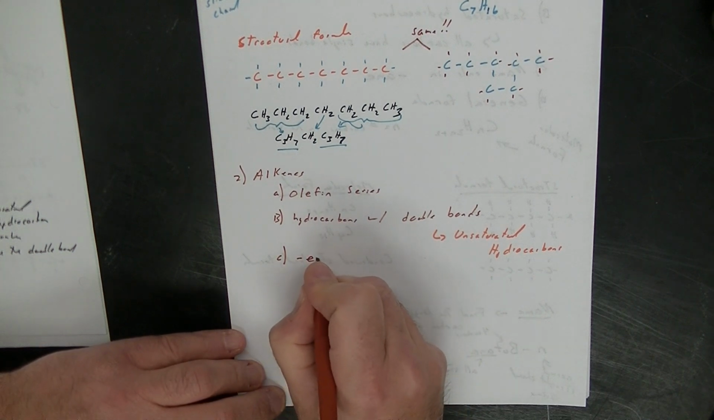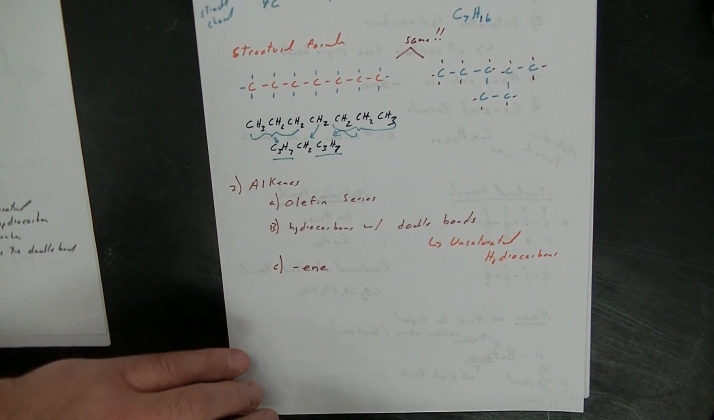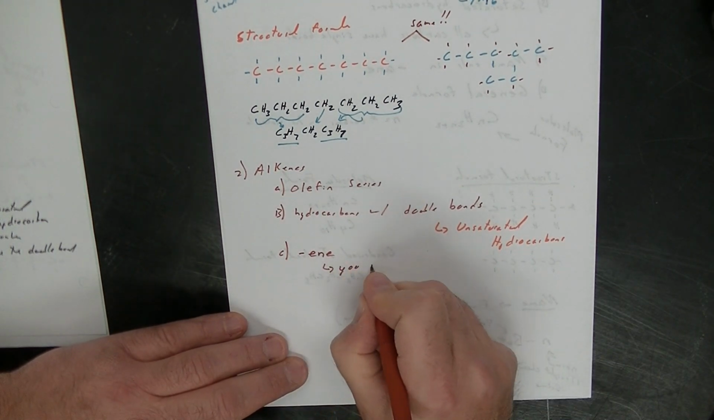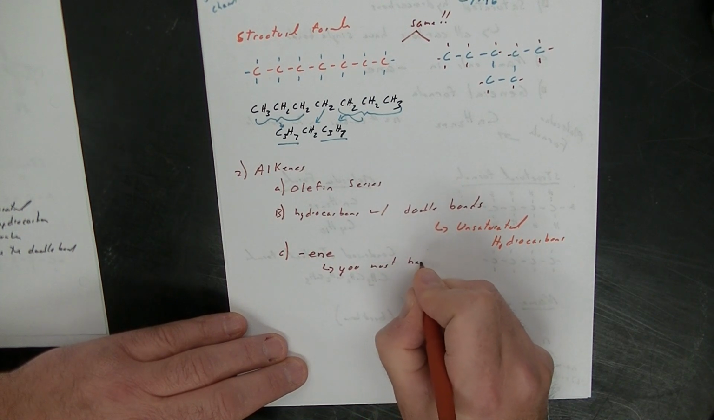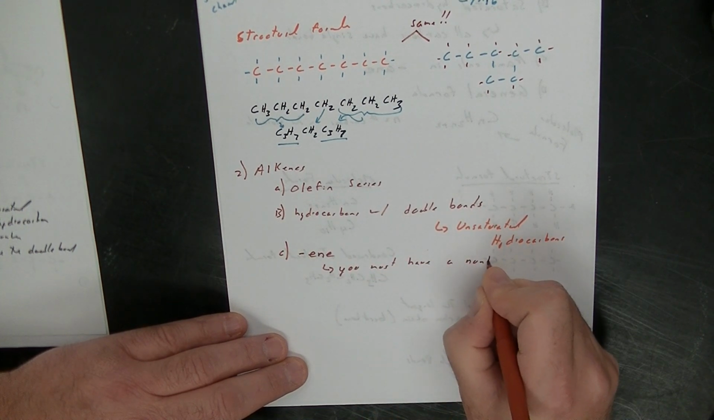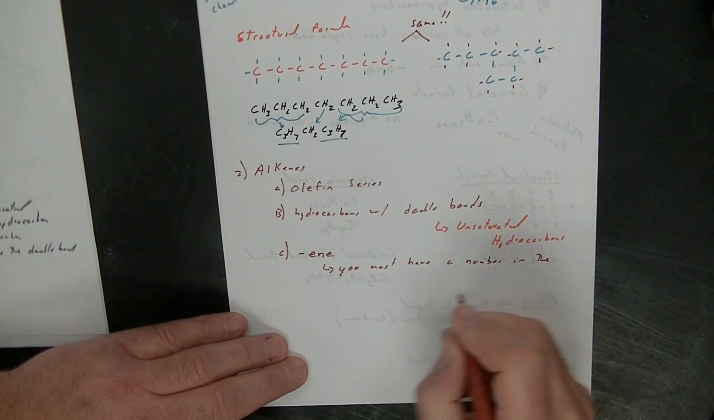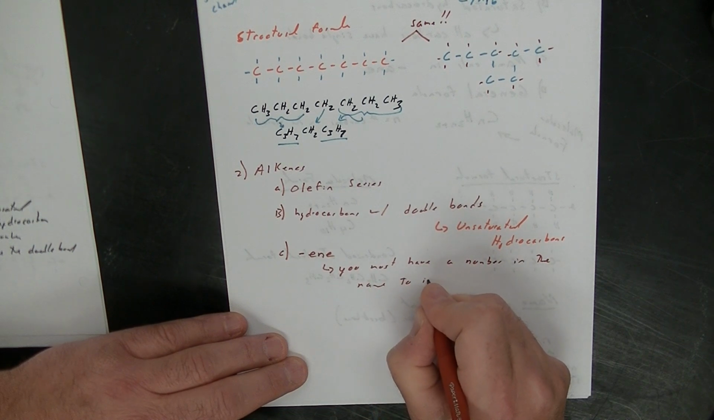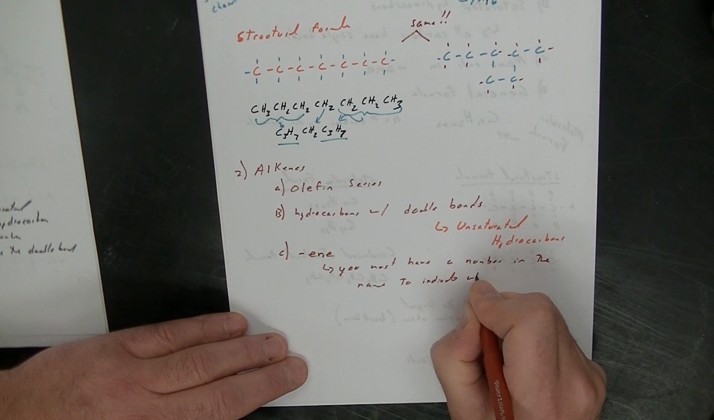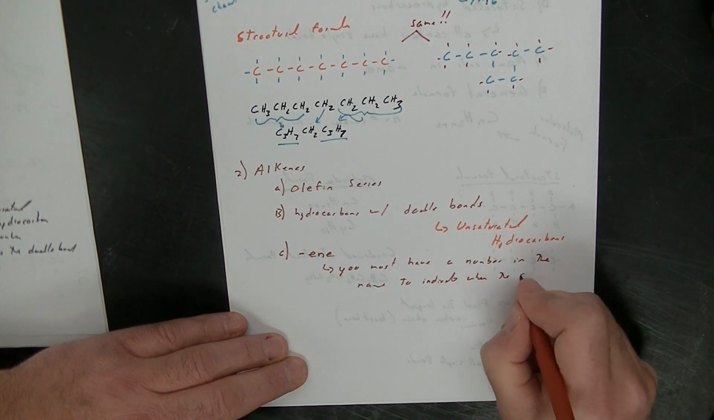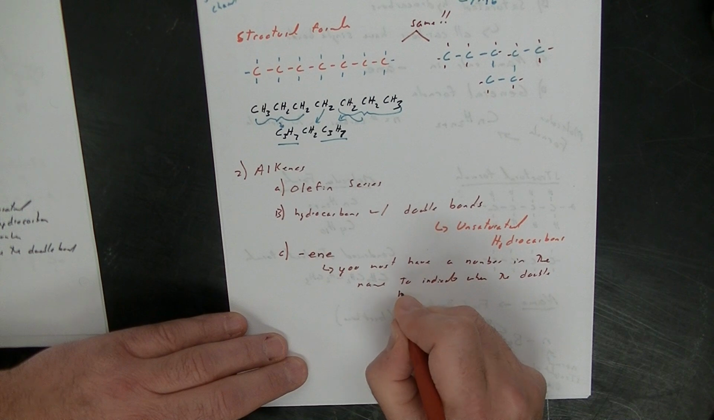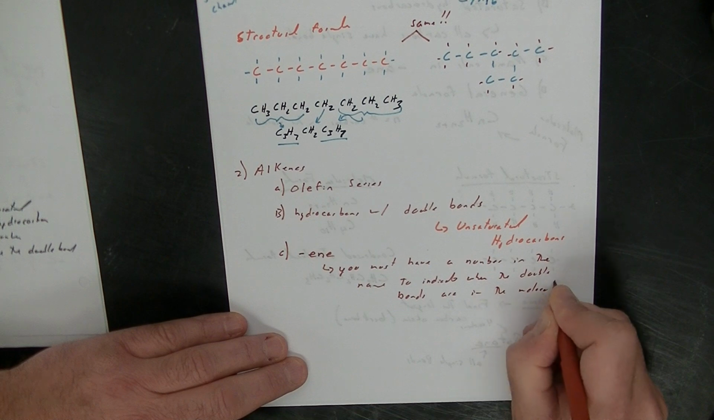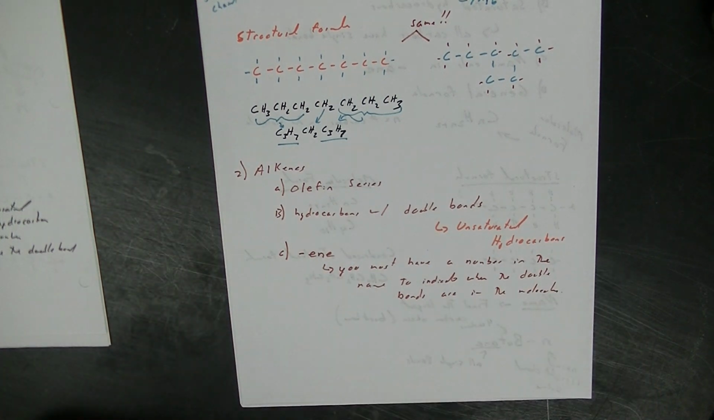These all end in -ene. Okay. They end in -ene, and you must have a number in the name to indicate where the double bonds are in the molecule. All right, so if we have double bonds, we have to tell where they are.